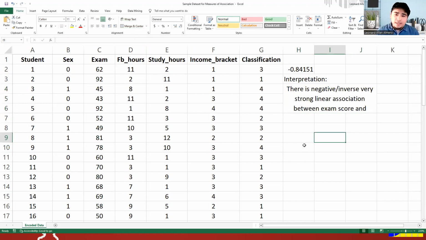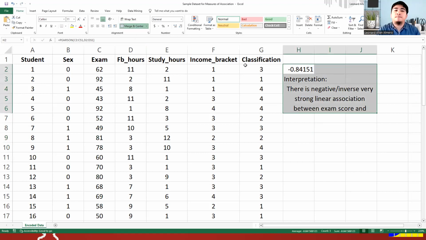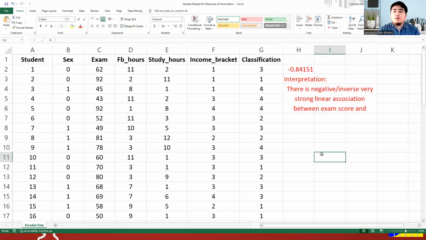So clear po ba ang ating Pearson correlation coefficient? Any questions po? Raise hand or use the chat button. Kung wala pong question, paki-thumbs up po. Pakibigay ng thumbs up if everything's clear. So that's an example of Pearson correlation.